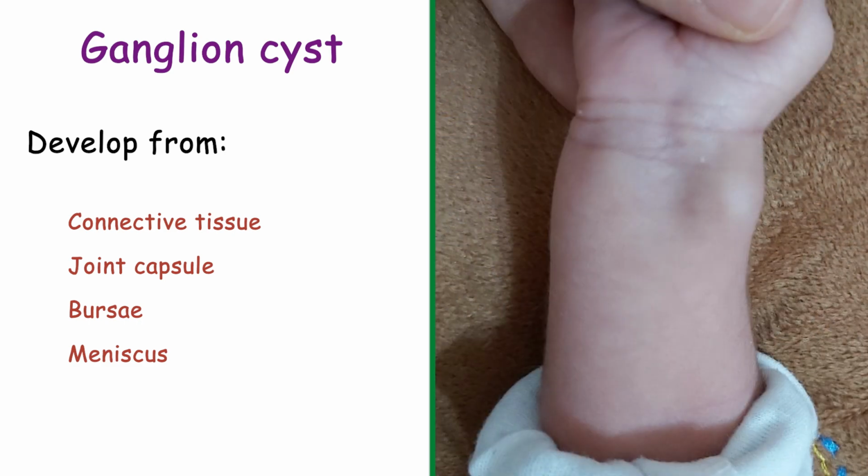Ganglion cysts are generally round or oval-shaped and are commonly found on the dorsal side of the wrist and hand, although they can also appear in other areas of the body, such as the foot or ankle. Ganglion cysts are relatively common and can occur at any age, but they tend to be more prevalent in individuals between the age of 15 and 40, with a slight female predominance.